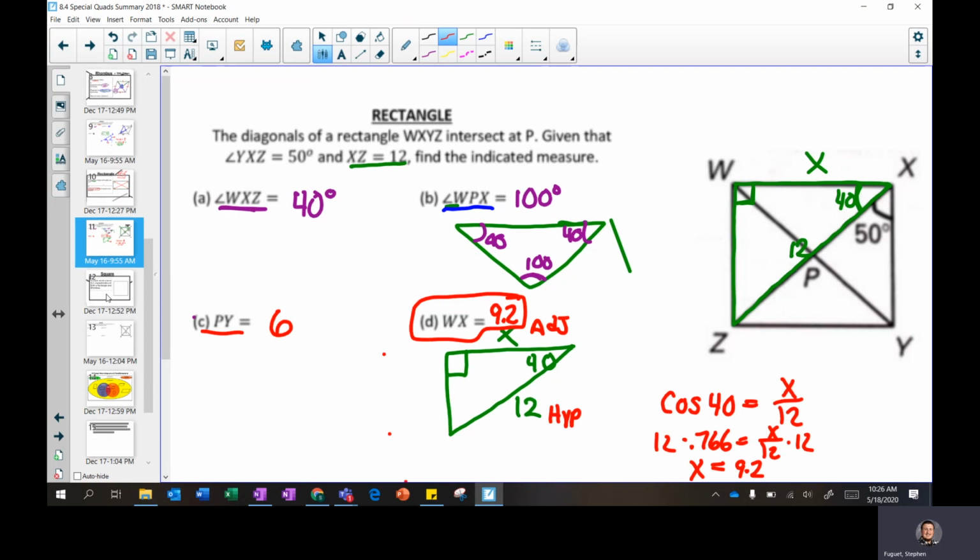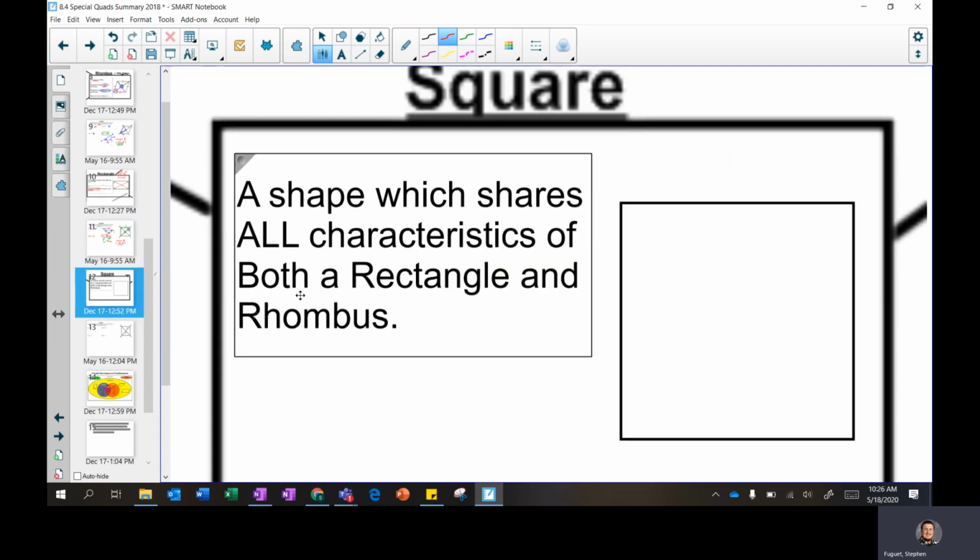And this one's, oddly enough, the easiest one of all. And that is the square. A square is a shape that has all of the characteristics that we've covered in this video. So it's going to have all the properties of a rectangle. And it's going to have all the properties of a rhombus. All of these are going to be put together. And so let's jump back to page 3 and look at a quick example of this.